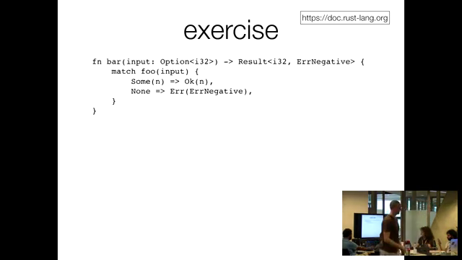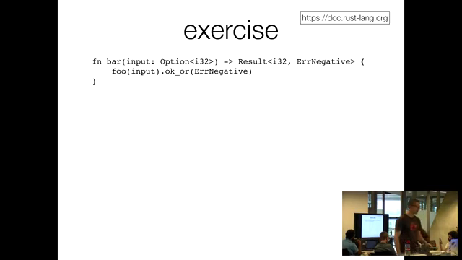Okay, so the second function is a bit simpler. It just has a match statement and it calls the previous function, which returned an option, and it gives you an OK result, or it gives you an error. And this can quite easily be mapped onto the OK or function that we talked about earlier, because this is just converting from the option type into the result type.